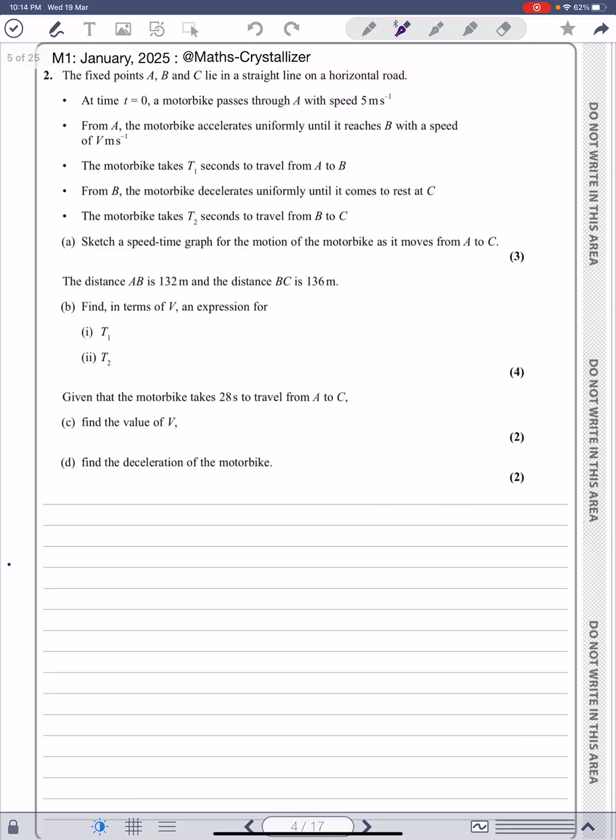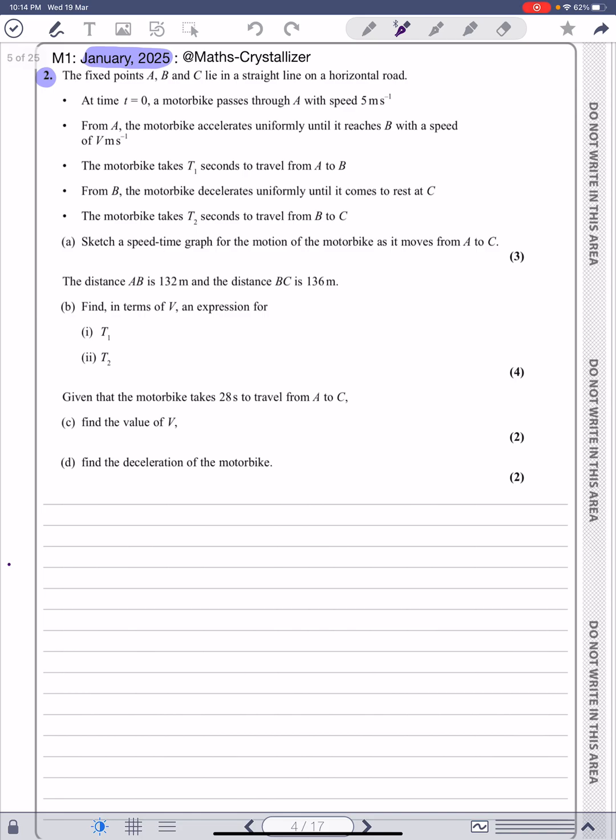We are continuing crystallizing mechanics by solving January 2025 this year. And we just finished question number 1. We are continuing the paper by solving question number 2.